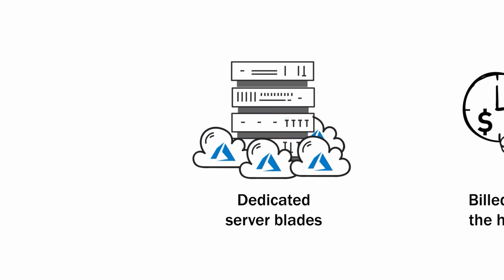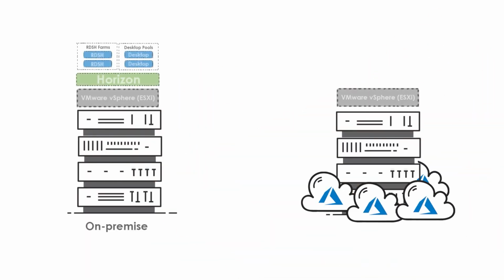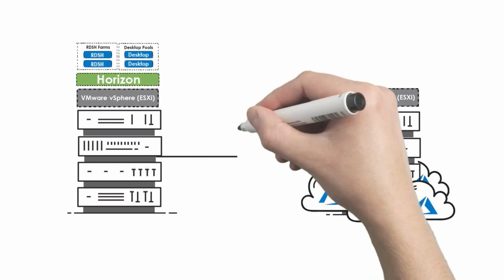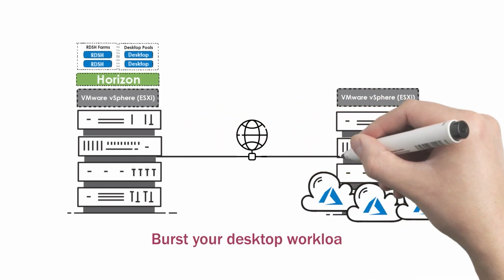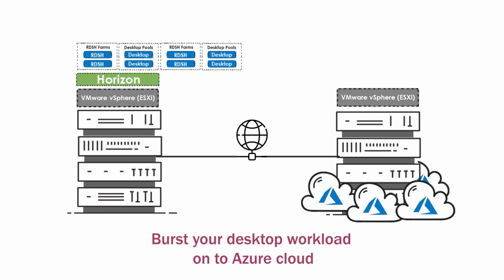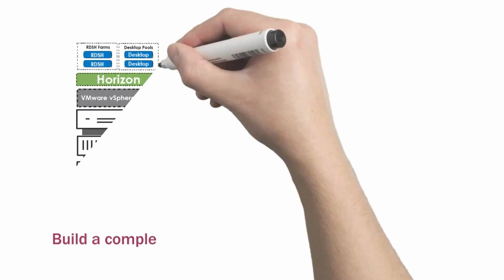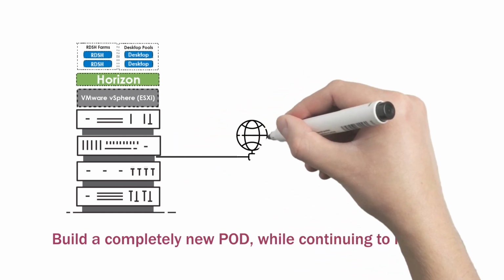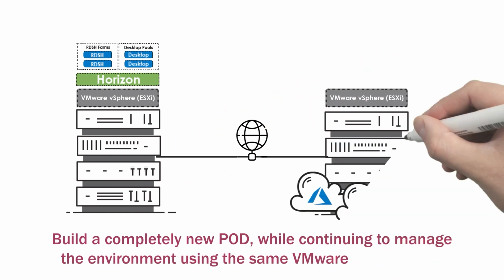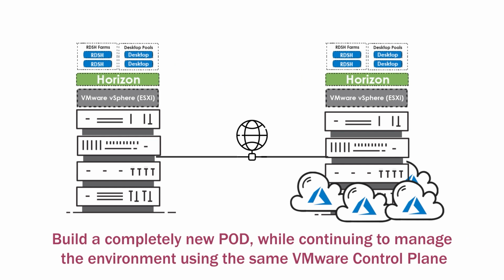hour. For VMware Horizon VDI on-premises customers, you can simply burst just your desktop workload onto Azure Cloud, or build a completely new pod while continuing to manage the environment using the same VMware Control Plane in both scenarios.